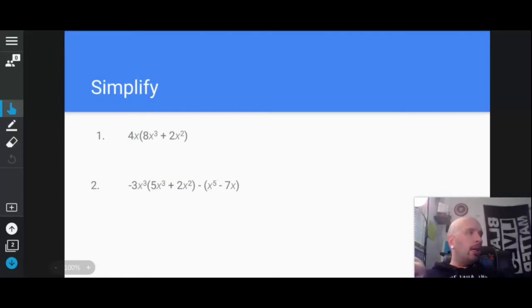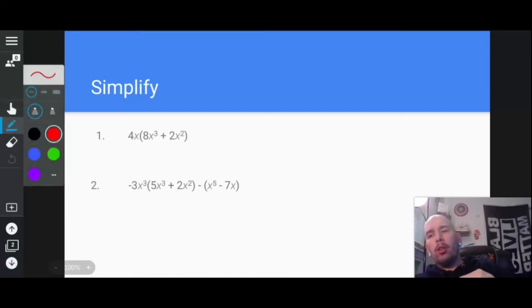We have a term multiplied to a parentheses, and inside the parentheses you're adding or subtracting. And what we do is we just multiply, combine like terms when you're done.